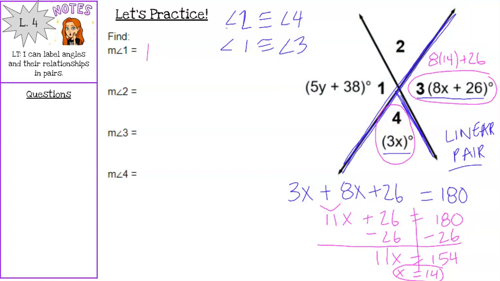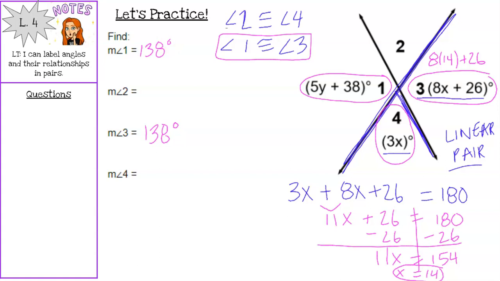So the measure of angle 3 is 138 degrees. And then we should also see that because of vertical angles, the measure of angle 1 will also be 138 degrees.